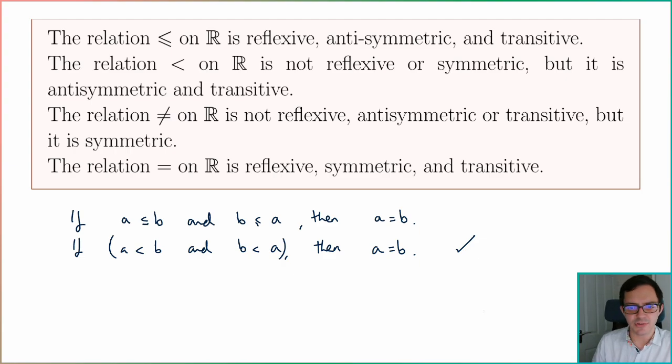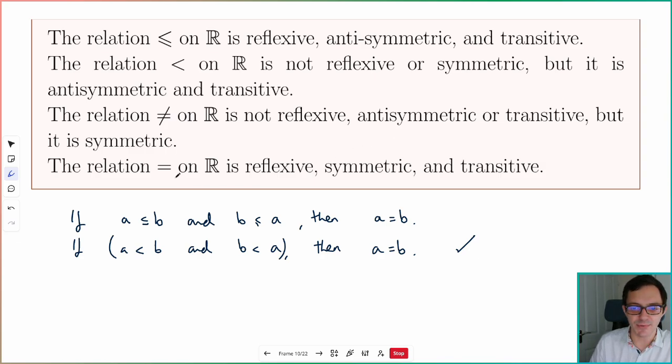We didn't talk about not equals to last time, but I claim that it's not reflexive because it's not the case that for all x, x is not equal to x. That's a bit of a tongue twister. It's not anti-symmetric or transitive, but it is at least symmetric. Good. If x is not equal to y, then y is not equal to x. You get it both ways around.